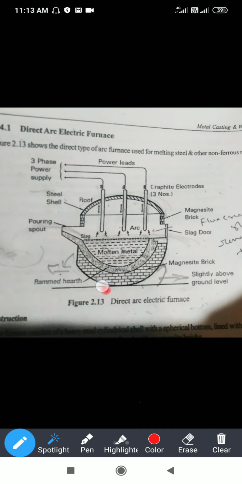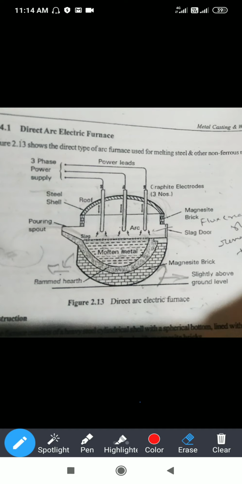Now see, this is a circular or semicircular refractory or rammed hearth. Refractory bricks are there, sliding above the ground level. It slides left, forward and backward, and it also tilts in the curve direction. The construction and the movement of this furnace are in such a manner.